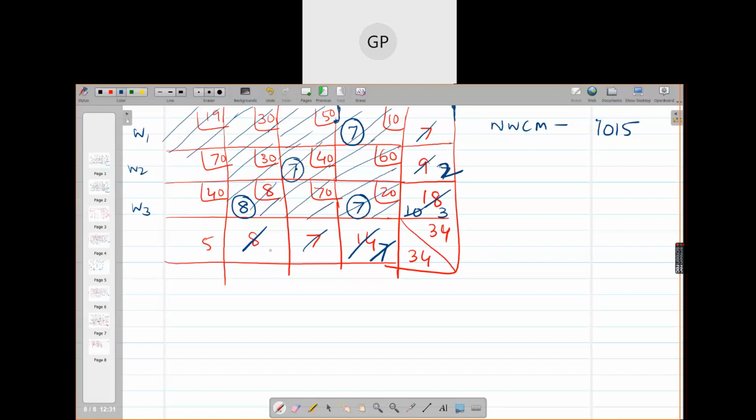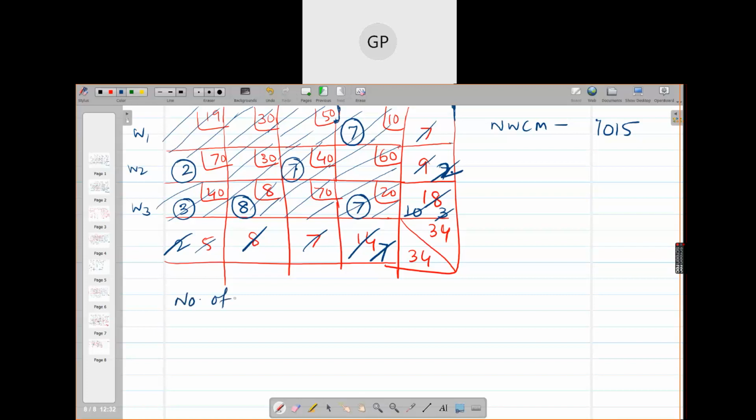Next, here, 40. How many units can you fill? 3 units, because only 3 are available with this warehouse. So from the demand of 5 units, 3 units are supplied. 2 more units are required and 2 units are available with W2, so I am giving 2 units here. Got it?